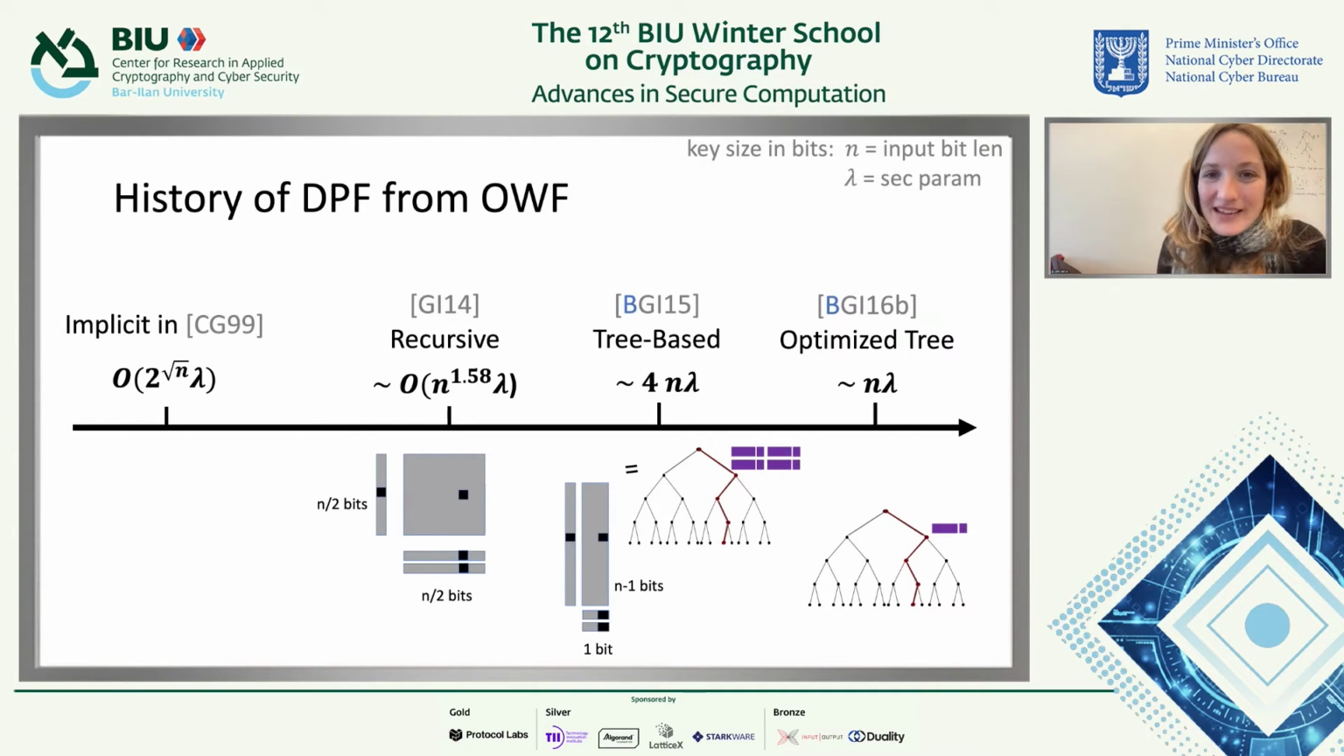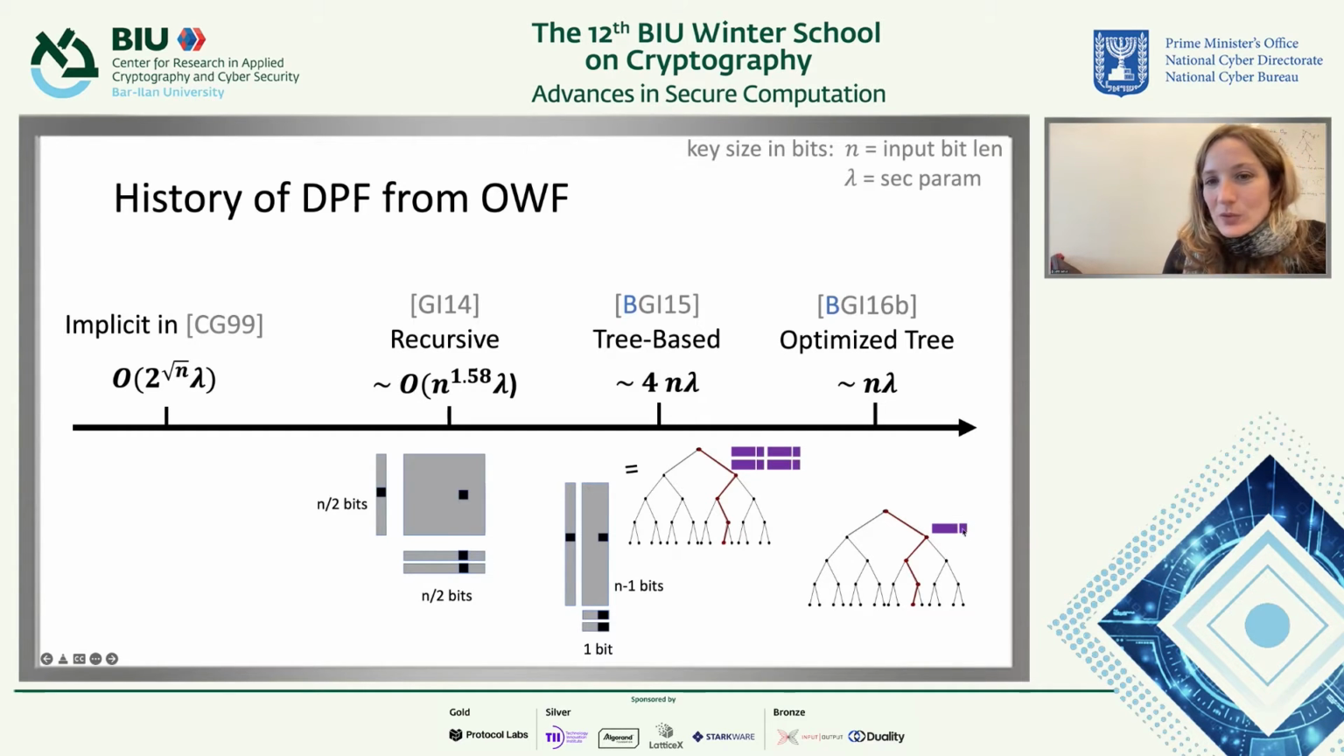But so the best construction to date is an optimized version of this tree, which itself doesn't quite fit in the recursive framework. And then we got rid of basically this factor of 4. So this was in a CCS paper together with a couple other results as well.